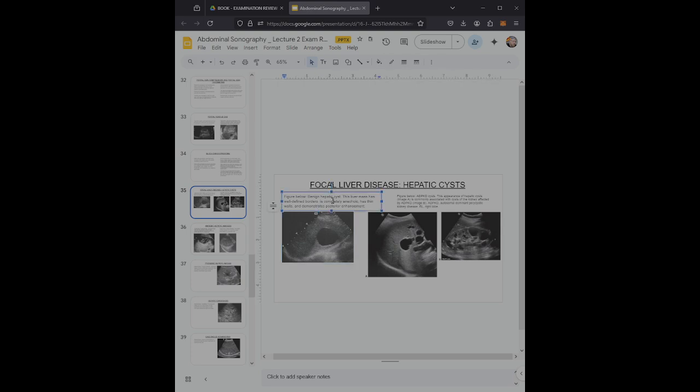So we have benign hepatic cysts. These are liver masses with well-defined borders and are completely anechoic. They have thin walls, and they demonstrate posterior enhancement, and there's some edge shadowing as well. Autosomal dominant polycystic kidney disease cysts, and these appear as multiple cysts of the kidney. There you are.